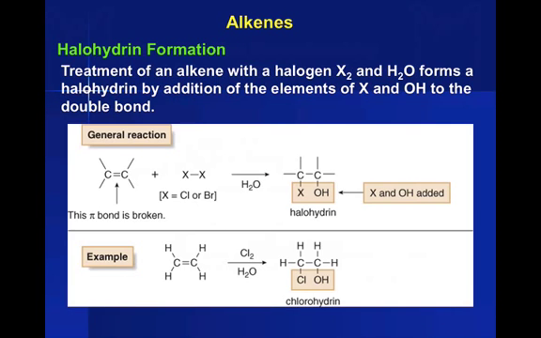Okay. Now, sometimes we do these reactions in the presence of water. So when we take an alkene and a halogen, it can either be chlorine or bromine, and we have water around, we don't end up with a vicinal dihalide. We end up with what's known as a halohydrin. Can anybody tell me why we end up with a different product?